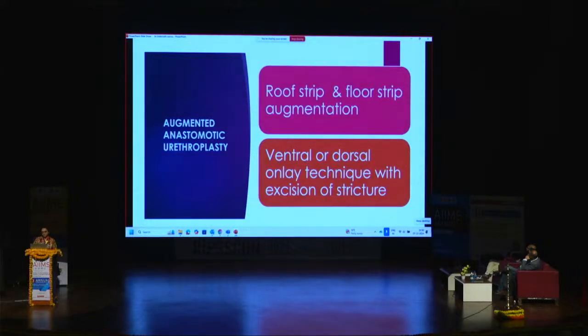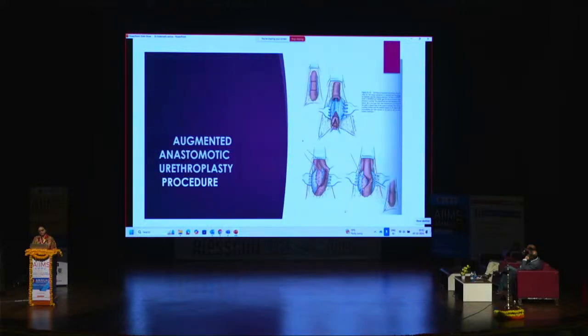There are situations sometimes where the stricture is very narrowed and we require a combination of excision of the stricture and putting in a graft. This is called augmented anastomotic urethroplasty. We strip the roof or floor, then put a graft on one side. One side we excise the stricture, one side we put a graft. I'll show you in the next slide. Yeah, this is a depiction. We have just excised the stricture.